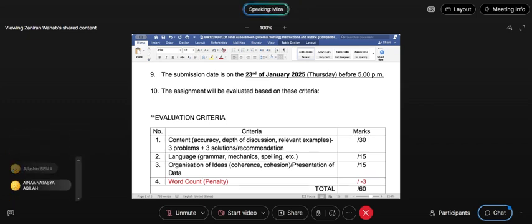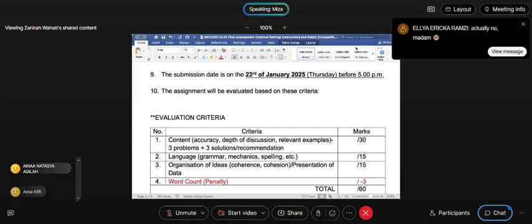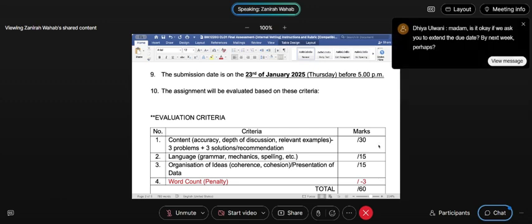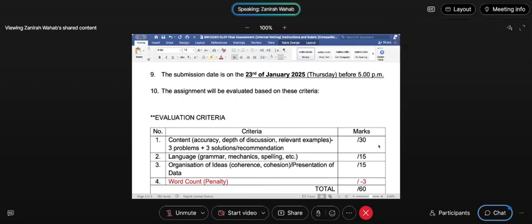Madam, can we extend the due date? Why, Miza? I tak baca pun ni. Oh, but I did answer. I did answer the do we have to have a citation? Citation, of course, the penghuni tetap citation is the textbook lah. Yes. Actually, no. Whether is okay, the date next week, perhaps.